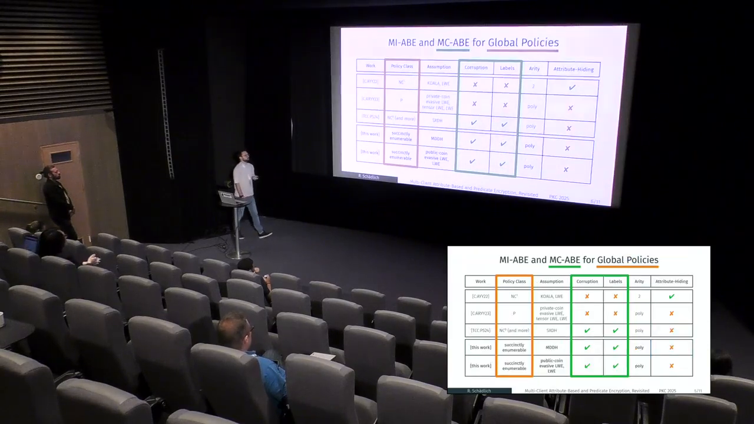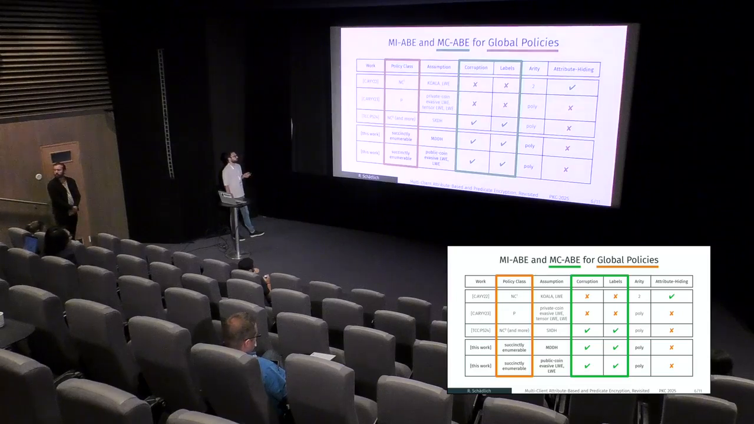Okay, and so our second construction considers global policies, whereby global policies I basically mean everything that cannot be viewed as a conjunction. And here the existing works can roughly be categorized in two groups. The first group considers very strong policy classes like a global NC1 or even global P or bounded depth circuits.